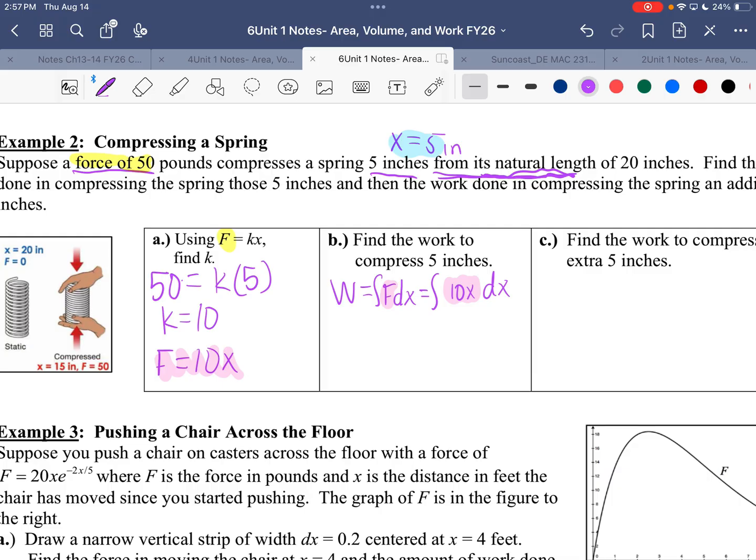What is the work to compress it 5 inches? Really from its natural length. So 0, even though its natural length was 20, there was 0 work happening to get it to 20. So this is where it's hanging at its natural length. And what do you think the top boundary should be? 5. 5 is the displacement from its natural length.